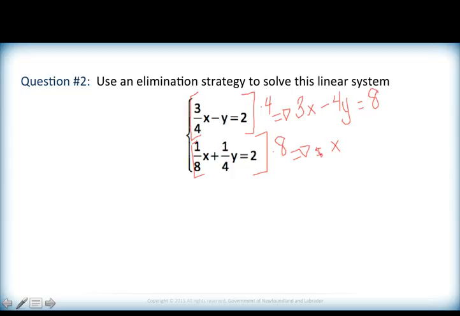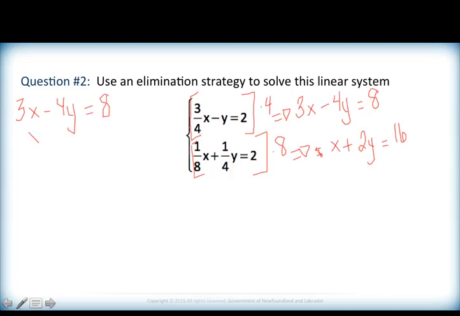1 times 8 is 8. Divided by 4 is 2. So we have 2y. 2 times 8 is 16. So now we have equations. 3x subtract 4y equals 8. So I'm just going to write that over here now so we can actually start off fresh with our two equations that we have rewritten.